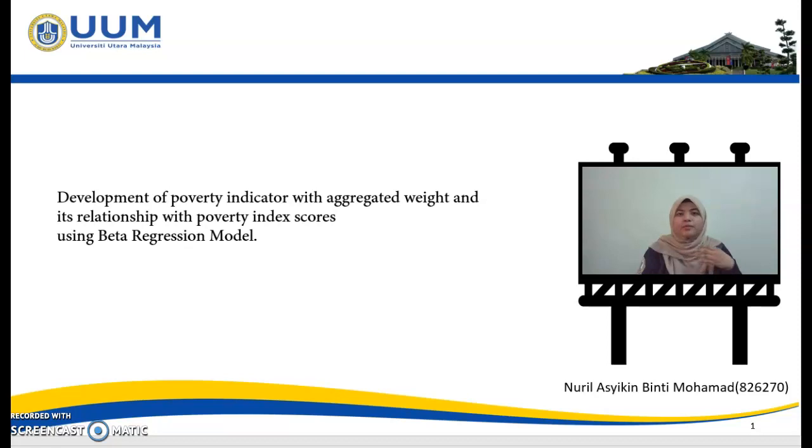I will present the problem segments of my project with the title Development of Poverty Indicator with Aggregated Weight and its relationship with Poverty Index scores using Beta Regression model.